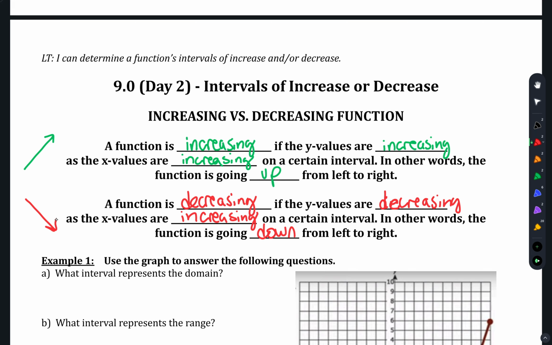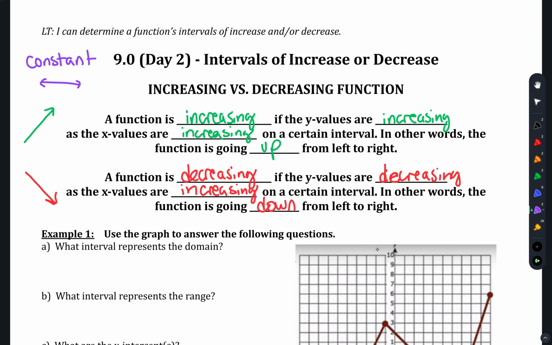The last option that we are going to see is something called constant. If I have increasing going up, decreasing going down, what do we think constant looks like? A flat line. So maybe make yourself a little note. Constant is when it is just like a flat, straight line, something like this.